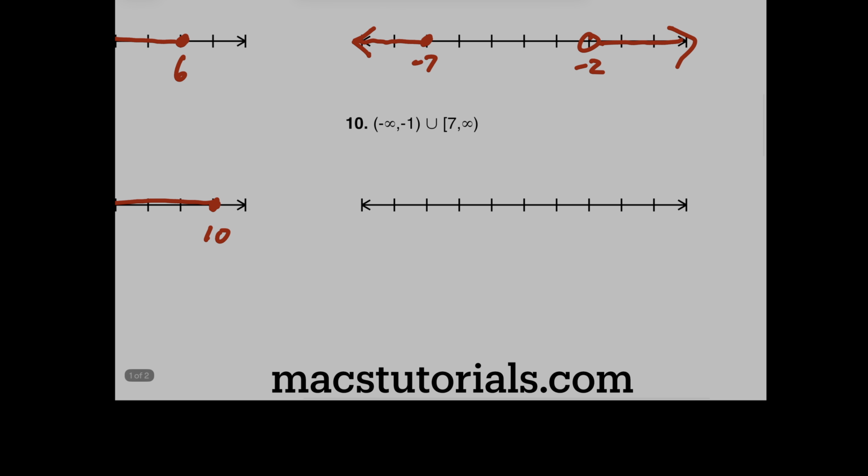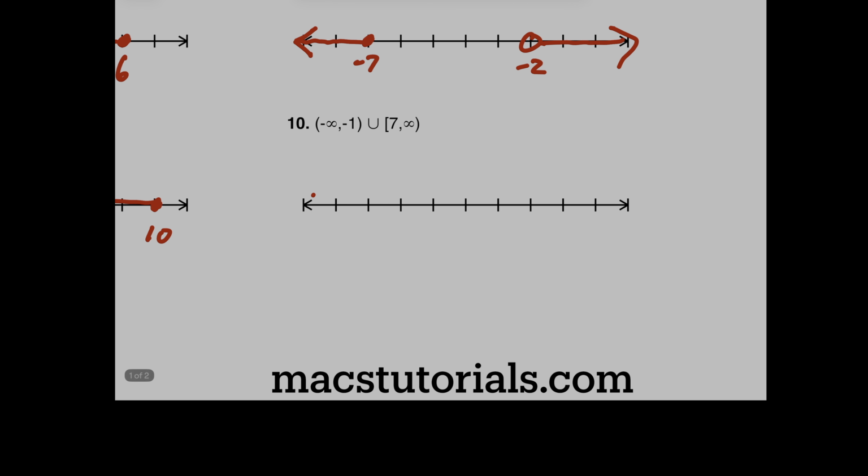Going on to number 10, I have a negative infinity, so that's that, and a negative 1. Let's just put it right there, and that's a parenthesis, so it's a hole in the graph. So they look like that. And then I'm going to go to 7: 0, 1, 2, 3, 4, 5, 6, 7. Okay, and then that needs to be a dot because it's a bracket, and it goes that way.